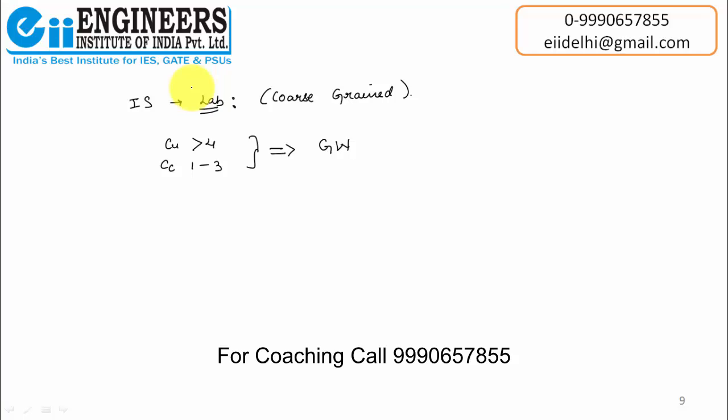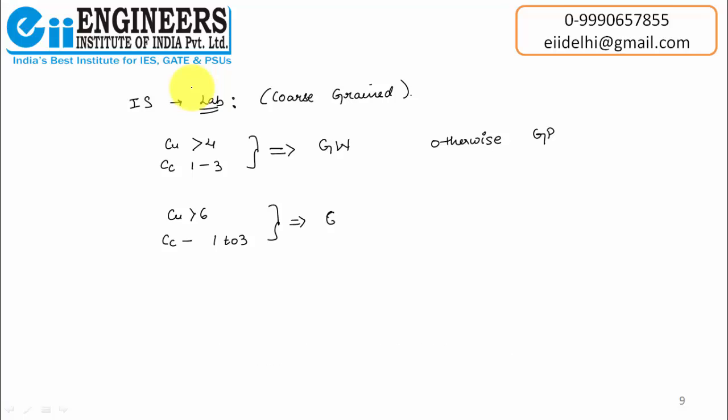Okay, if the gradation is not meeting these requirements, then it is known as poorly graded. If it is following these conditions, then it is well graded, otherwise it is poorly graded. Now coming to the sands, if Cu is greater than 6 and Cc lies between 1 to 3, then it is well graded sands, otherwise they will be poorly graded sands. Well, this is it in the classification of soils.